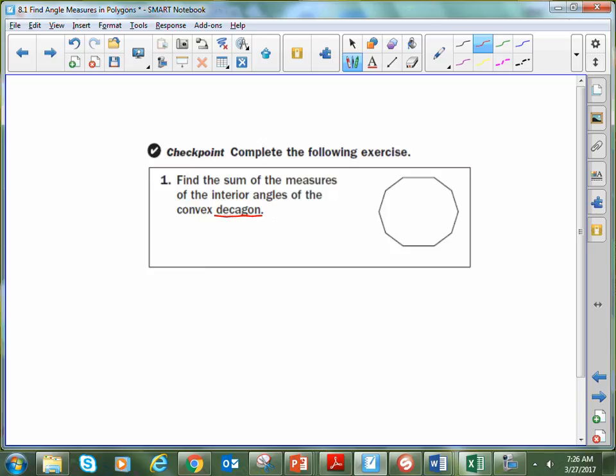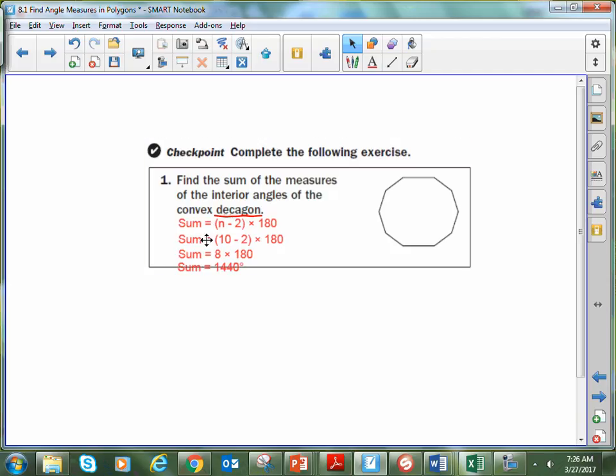All right. So looking at the figure here, decagon, the prefix deca means 10. Just like a decade has 10 years, a decagon has 10 sides. And you can see that easily when you just count the number of vertices or count the number of sides in the figure.